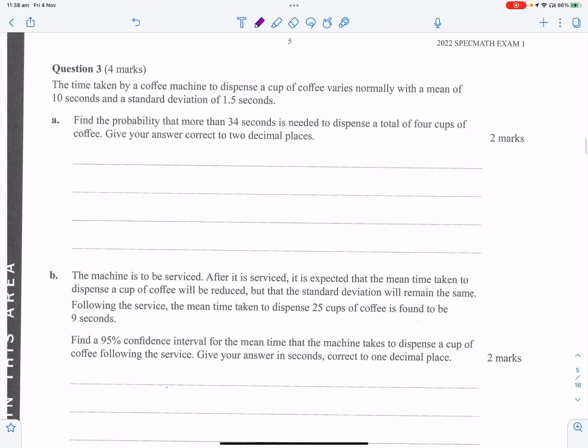This is early for a probability question. The time taken for a coffee bean to dispense a coffee cup varies normally with a mean of 10 seconds, standard deviation 1.5. Find the probability that more than 34 seconds is needed to dispense 4 cups. So the probability of 4 cups being greater than 34 is the same as 1 cup being greater than 17 on 2. We could say 8.5 because I'm likely to stuff that up.